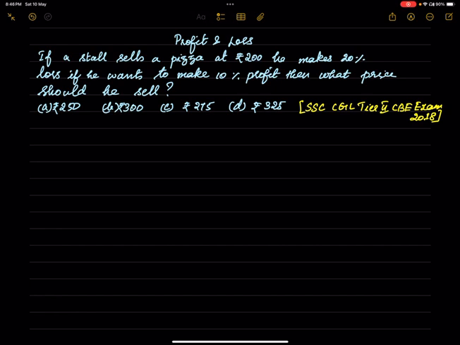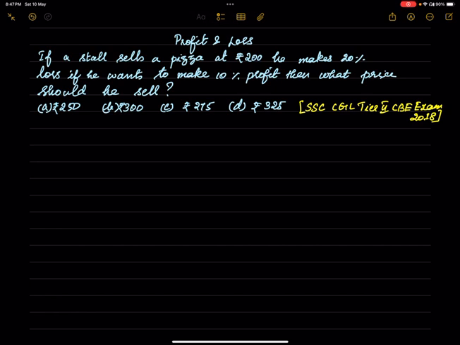In my previous video, I have explained what is profit and what is loss also. If SP is greater than CP, then he will get profit. If SP is less than CP, then he has to lose his money. Okay, he will get loss. That is the concept. In this question, cost price is not given.